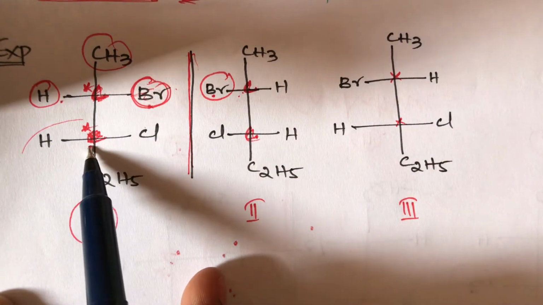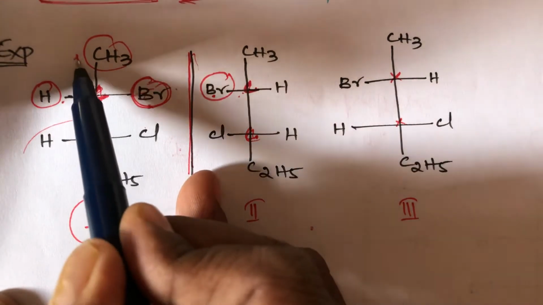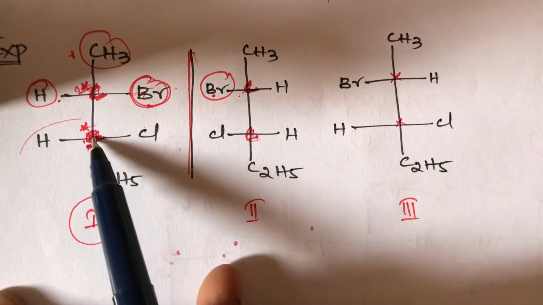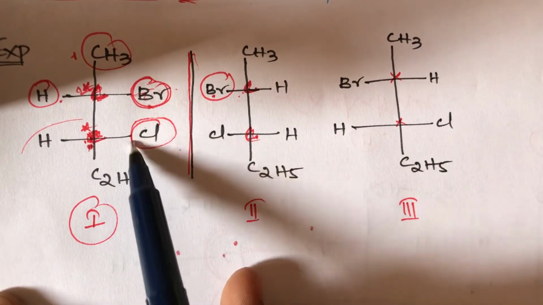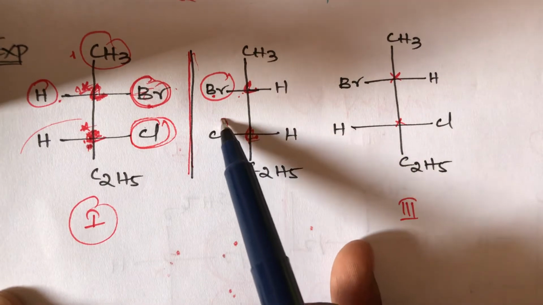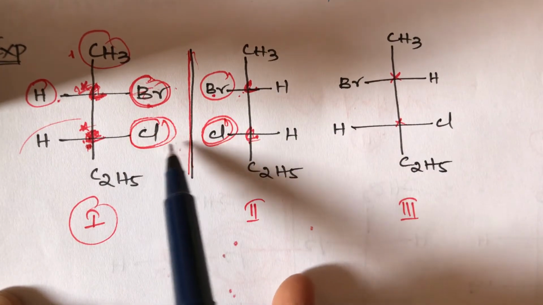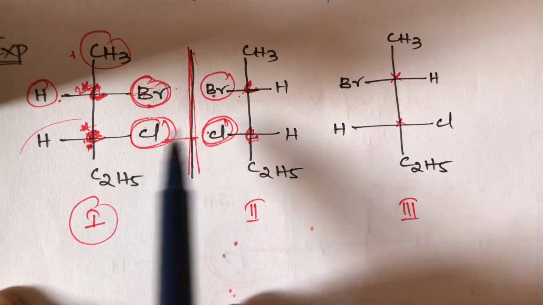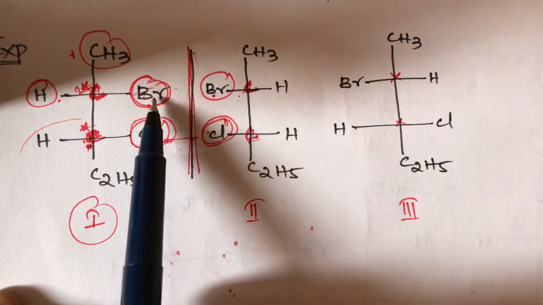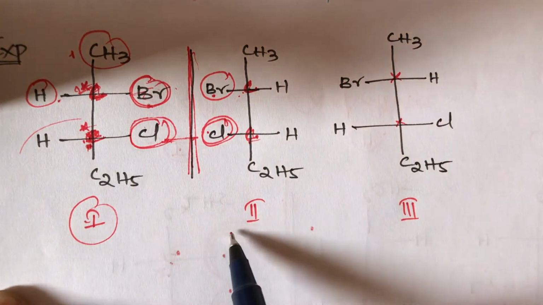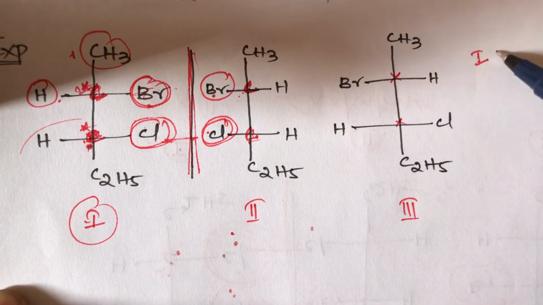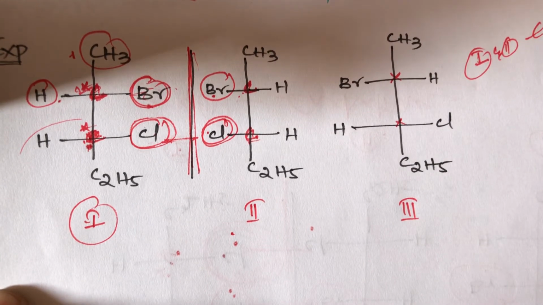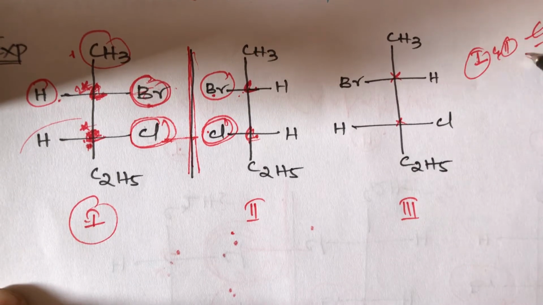And what about the next carbon? This is the first carbon, second carbon, third carbon, fourth carbon. At the second chiral center, the chlorine is present on the right hand side in the first structure, and in the second structure the chlorine is present on the left hand side. So both are mirror images of each other. The two chlorines are mirror images and the two bromines are mirror images. So structure 1 and structure 2 are both enantiomers. Students, this is a simple trick.